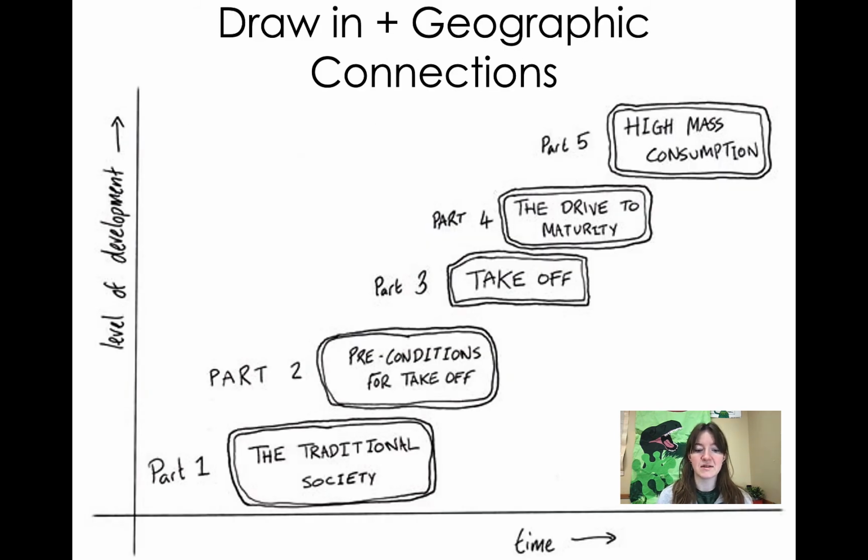So it would look like this. You have 1, the traditional society, and again on our x-axis we're looking at time, on our y-axis we're looking at the level of development. So part 1, traditional society. 2, preconditions for takeoff. 3, takeoff. 4, drive to maturity. 5, high mass consumption. So for those of us in the United States, this is today.